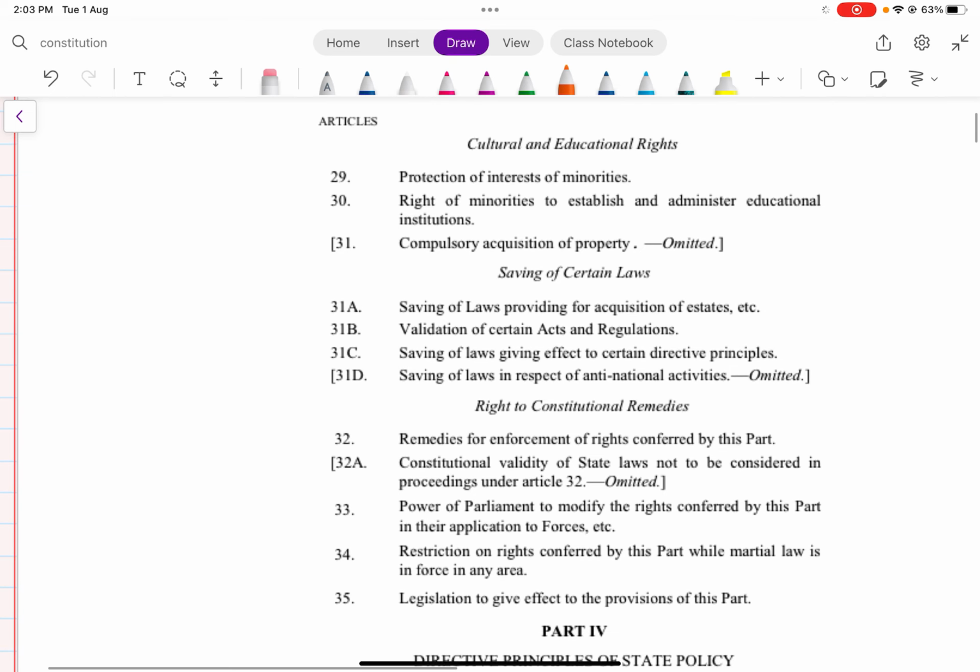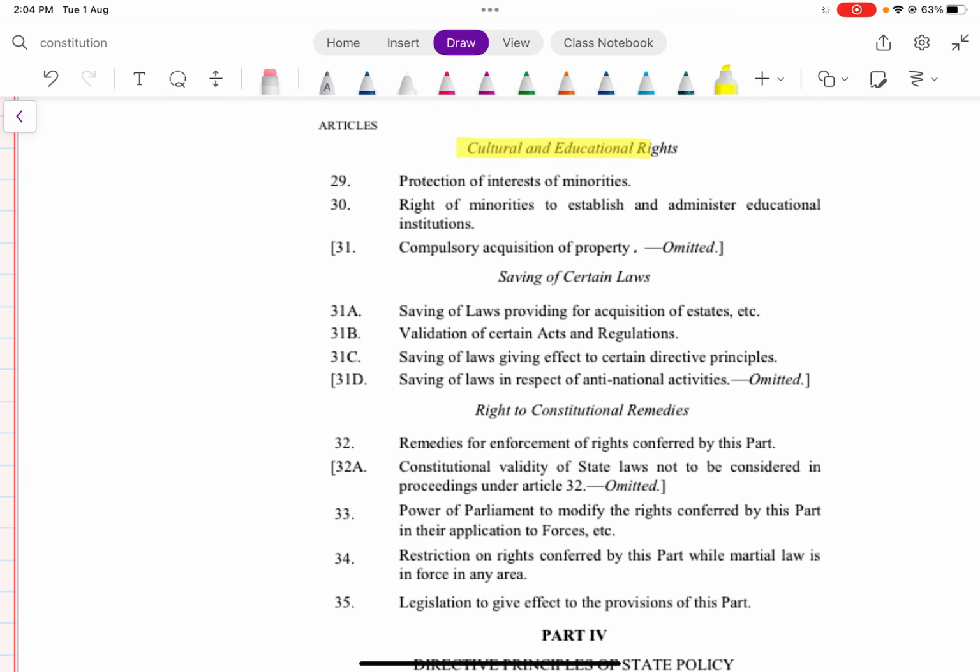Moving to the next article batch, that is cultural and educational rights. Only a batch of 3 sections is there. 29 tells you about protection of interests of minorities. Here there are 2 kinds of minorities, linguistic and religious minority. You can check whether it is religious or linguistic. Linguistic is there. Religious minorities, 29 talks about it.